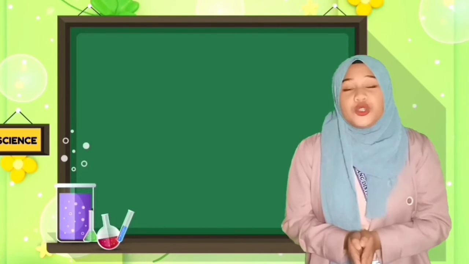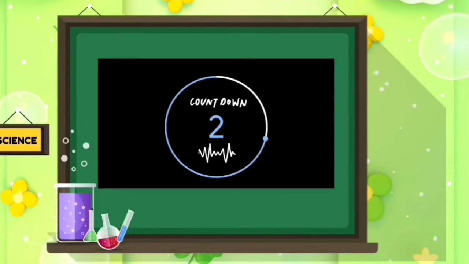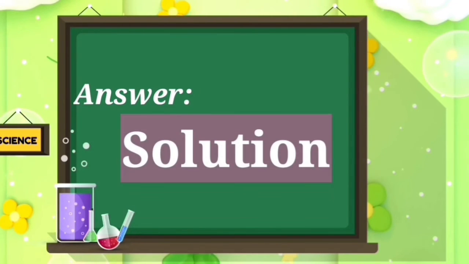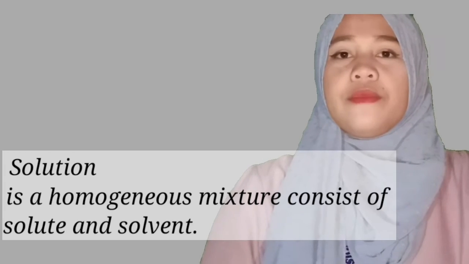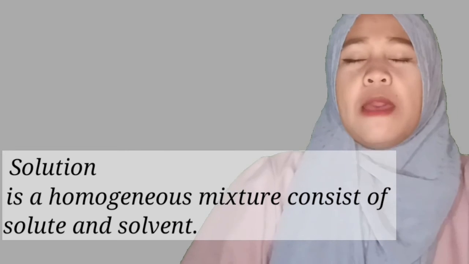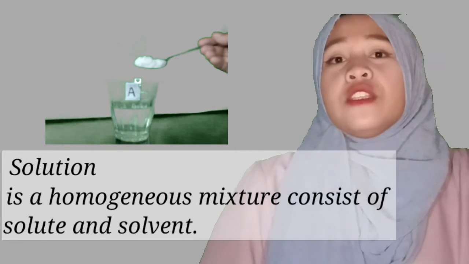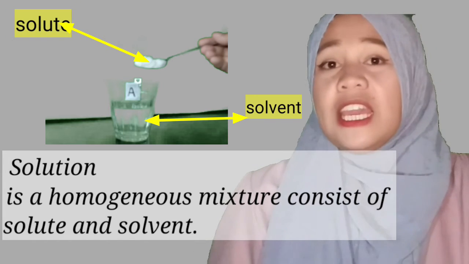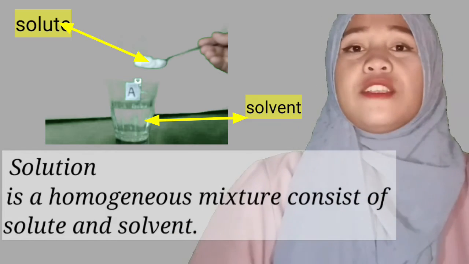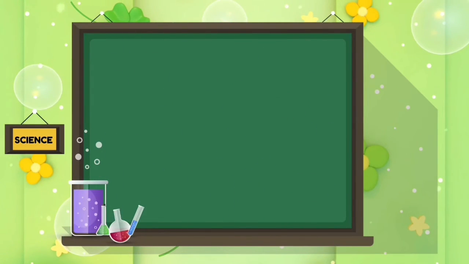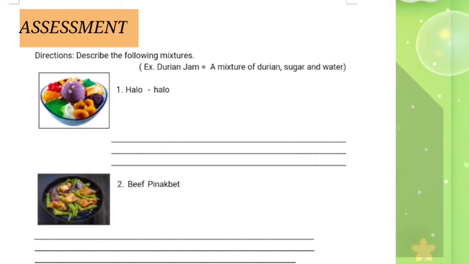What do you call the mixture of salt and water? The answer is solution. Solution is a homogeneous mixture. It consists of solute and solvent. Solute is the one being dissolved, while the solvent is the one that will dissolve the substance. Here is your assessment. Describe the following mixtures.